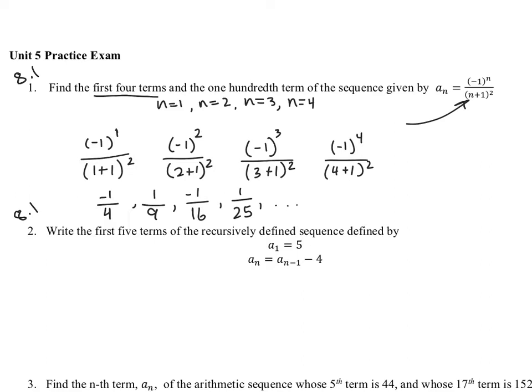And then for the 100th term, just do the same thing, but you plug in a 100. So -1 to the 100th power is +1. And then, boy, let's see, 101 squared. Let's see. It's going to be 10,201.